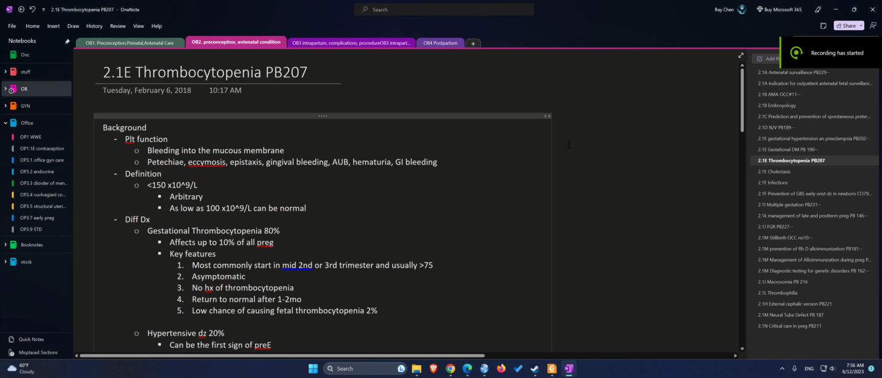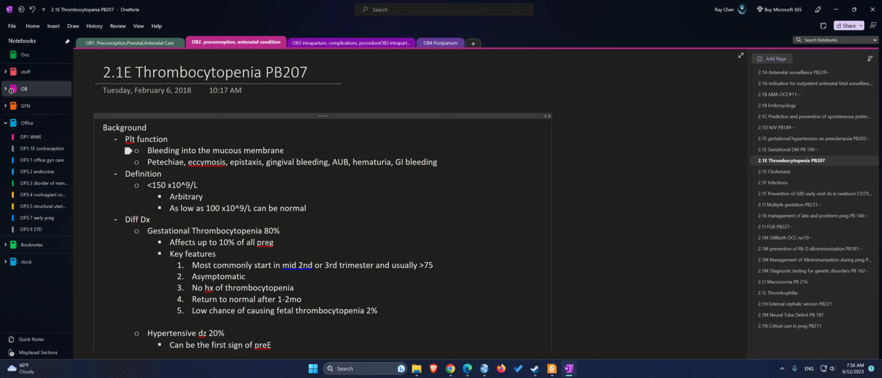Let's talk about thrombocytopenia background. So platelet function is mostly affects bleeding into the mucous membrane. Usually, common presentations include petechiae, ecchymosis, epistaxis, gingival bleeding, abnormal uterine bleeding, hematuria, and GI bleeding.